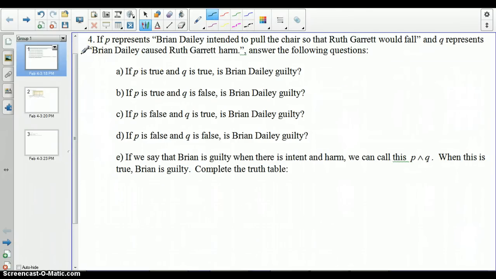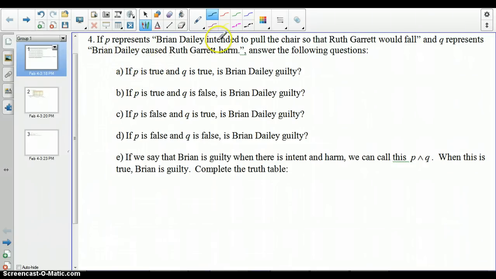So let's go over number 4. If P represents Brian Daly intended to pull the chair so that Ruth Garrett would fall, and Q represents Brian Daly caused Ruth Garrett harm, answer the following questions. Now remember, in order for Brian Daly to be guilty of battery, there has to be intent and harm. So let's look at problem A.